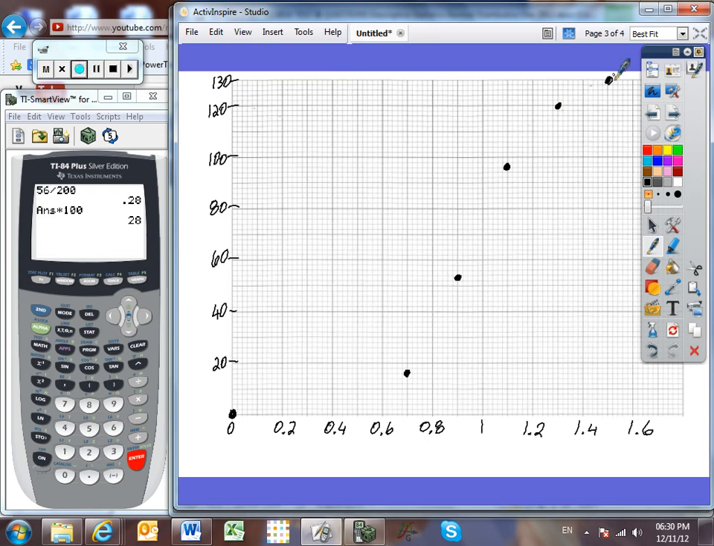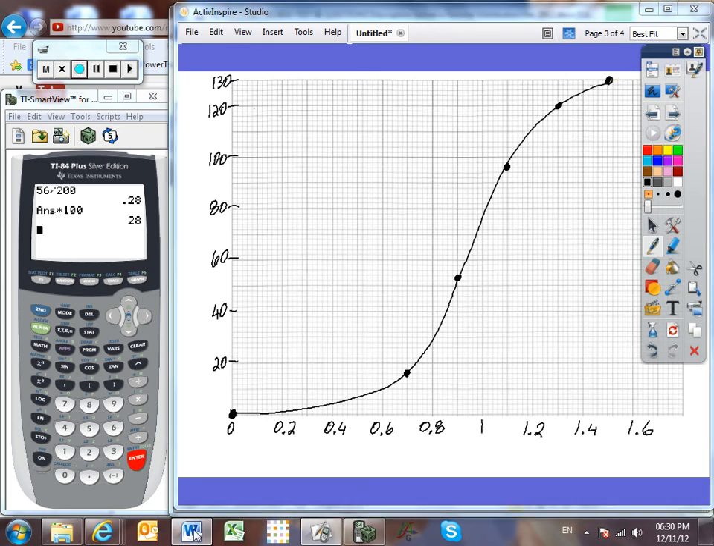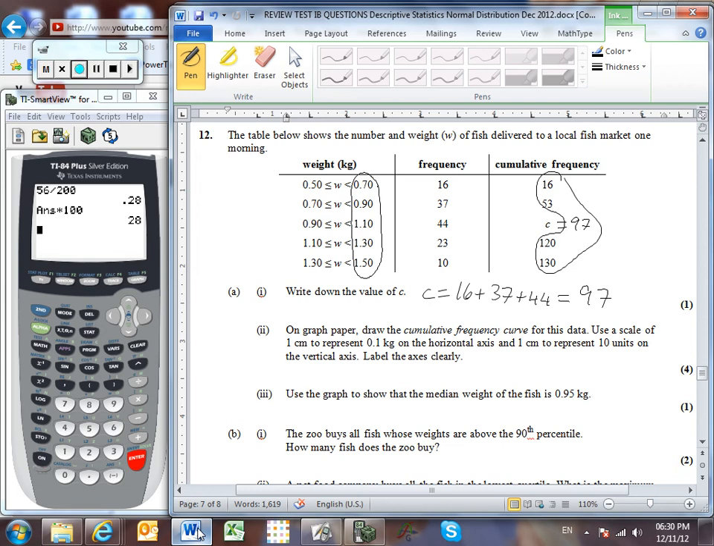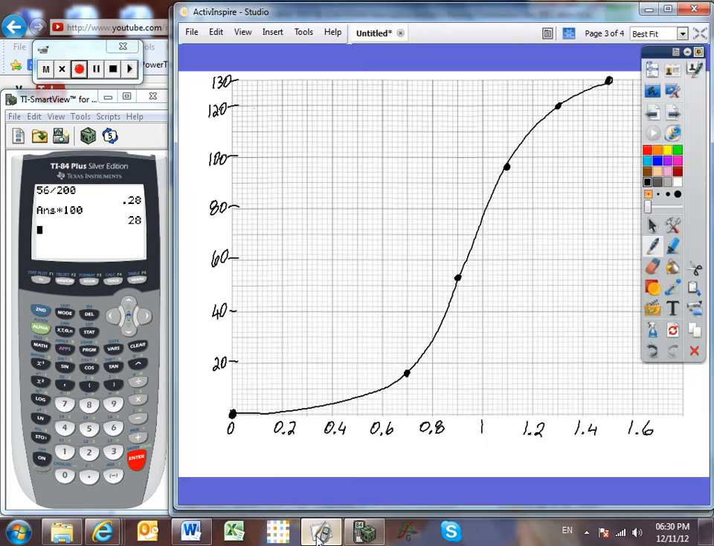And I'll draw the smoothest curve I can. There we go. And I've drawn my cumulative frequency curve. I'm guessing I'm going to have to use this to do the next parts of the question. Yes, indeed. I need to use the graph to show that the median weight of the fish is 0.95 kilograms. Well, I know that median occurs halfway up.